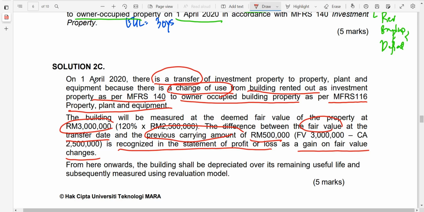So from there onward, there is no more IP, and from here onwards, the building shall be depreciated and accounted for as PPE, and it is depreciated over its remaining useful life, and therefore will subsequently be measured using the revaluation model. From here onwards means from 1st of April 2020.